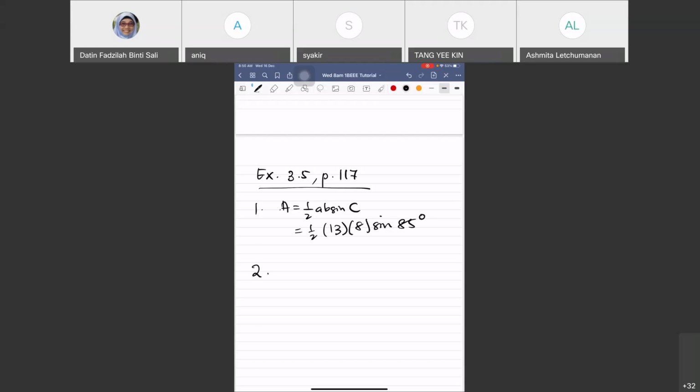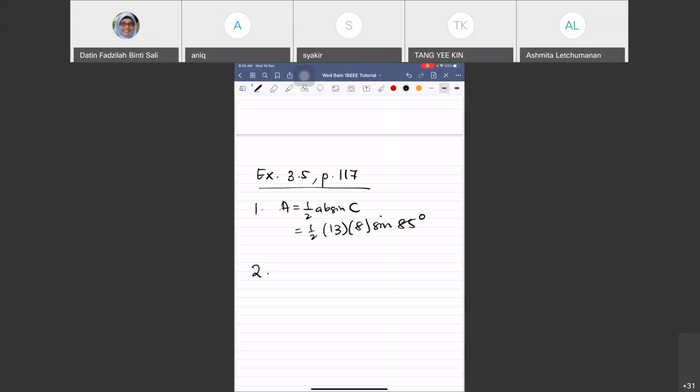Okay, let's look at question 2. If you look at the diagram, everybody, you refer to the question in the book. You are given a diagram of a parallelogram. The diagram consists of a parallelogram made up of a pattern of congruent triangles. What is the area of the parallelogram?